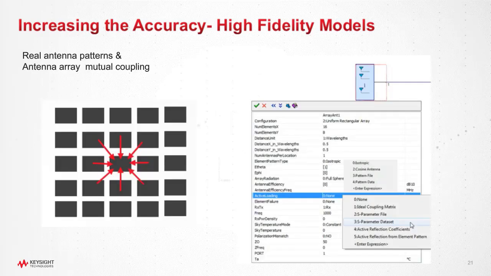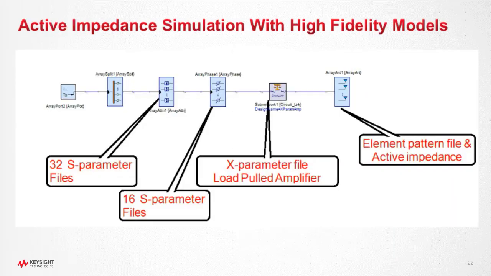We can also bring in the element patterns from electromagnetic simulation, and we can also bring the S parameters or the reflection coefficients of all these elements, and then in the simulator the simulator can take into account the coupling between them, and then it can produce effects that typically happen in the hardware world. Phased arrays exhibit a unique behavior, and we call that active impedance or scanning impedance.